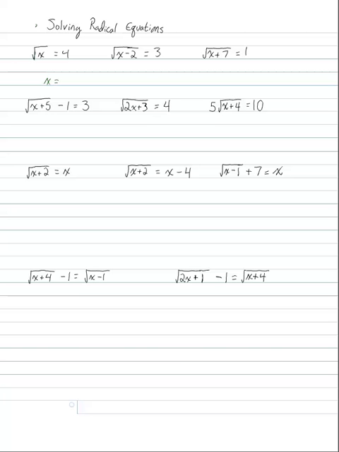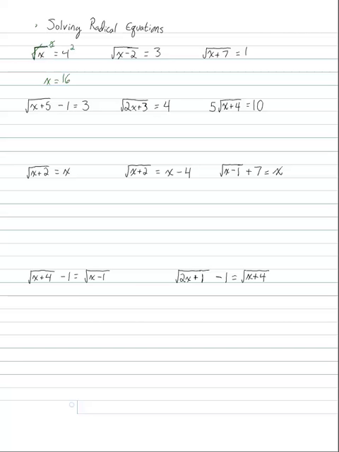Since my x is underneath the square root, I know that I'm going to have to get rid of the square root. The opposite operation of a square root is going to be a square. So if I square a square root, that's going to cancel out. Of course, if I do something to one side, I've got to do it to the other. So I'll square the 4 and I'll get x equals 16. I always want to check. So I want to go back and say square root of 16. Yeah, that does equal 4. And done.